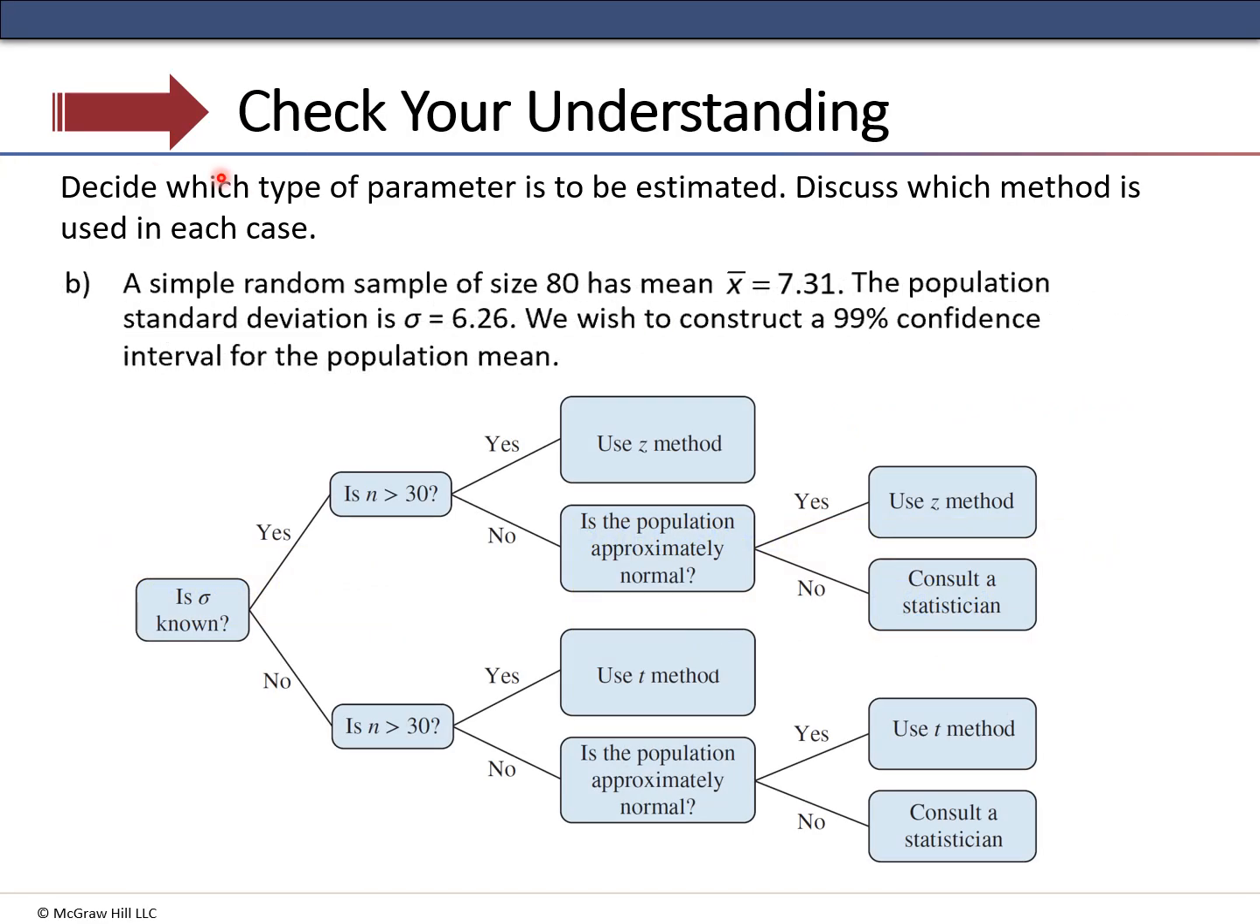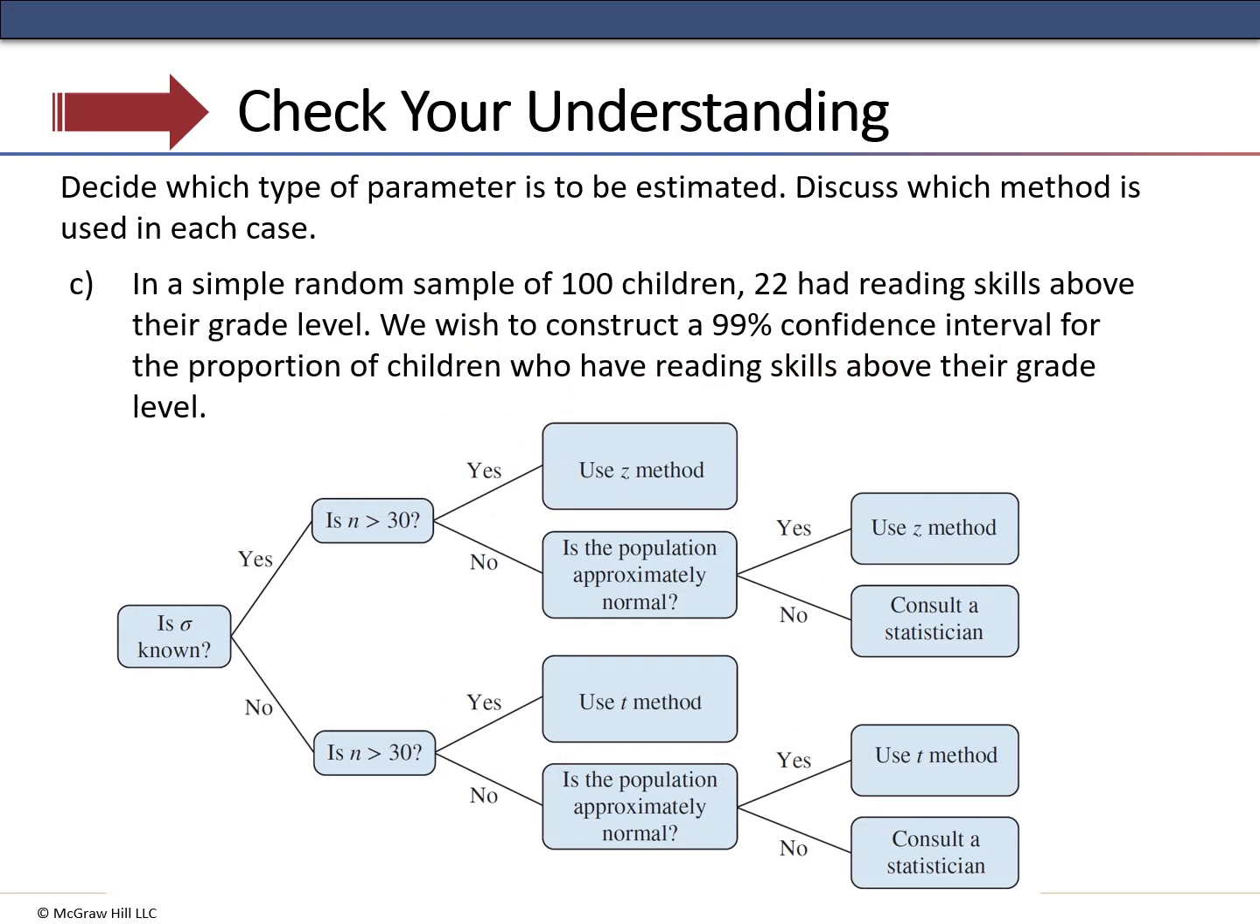Okay, now we have the population mean. We do know the standard deviation, so we're up here. So we look at the sample size. The sample size is 80, so we're going to use the z-method here. Okay. Again, pause and try this one.